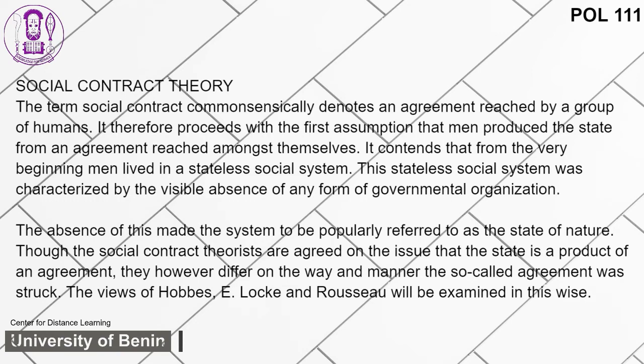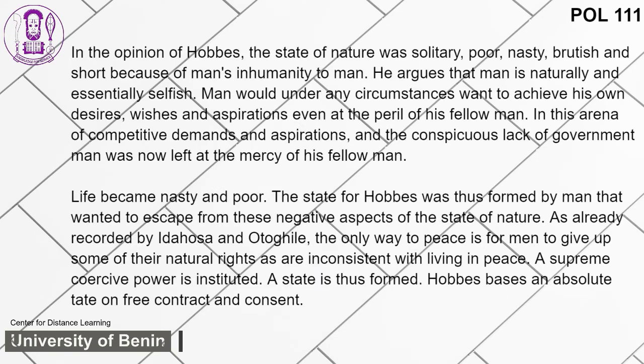Though the social contract theorists are agreed on the issue that the state is a product of an agreement, they, however, differ on the way and manner the so-called agreement was struck. The views of Hobbes, Locke, and Rousseau will be examined in this wise. In the opinion of Hobbes, the state of nature was solitary, poor, nasty, brutish, and short because of man's inhumanity to man. He argues that man is naturally and essentially selfish. Man would under any circumstances want to achieve his own desires, wishes, and aspirations even at the peril of his fellow man. In this arena of competitive demands and aspirations, and the conspicuous lack of government, man was now left at the mercy of his fellow man.